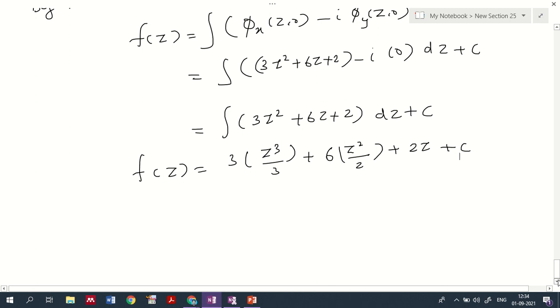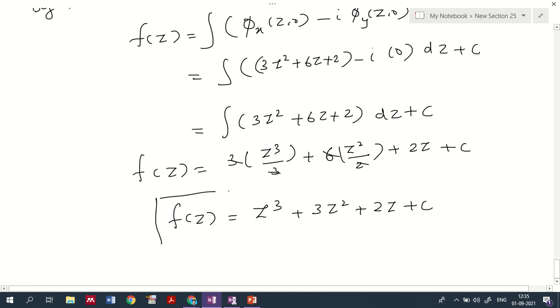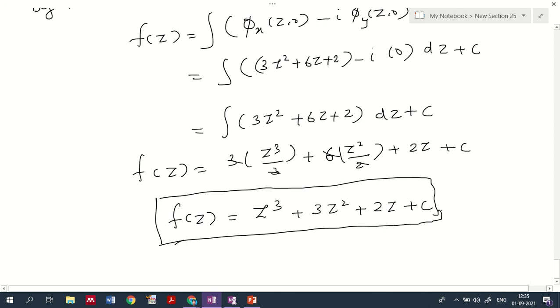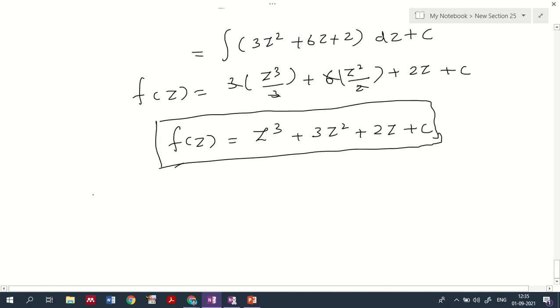Okay, so that is I'll be getting f of z is equal to, if I cancel 3 and 3 here, so that is z cube plus 6 and 2 here I cancel, I will get 3z square plus 3z square plus 2z plus integration constant. So this is my analytic function I am getting here. Now what I do here is that I have substituted z, right? What is z actually? z is equal to x plus iy. Okay, so we need to find it out.